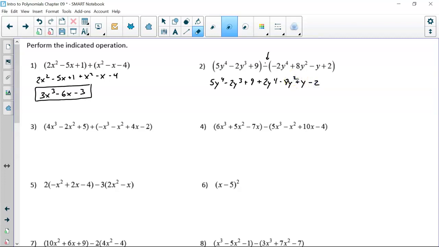Now we combine our like terms. We have the 5y to the 4th and the 2y to the 4th, so 7y to the 4th. We have a negative 2y cubed. We have a negative 8y squared. We have a positive y, and 9 plus negative 2 is plus 7.